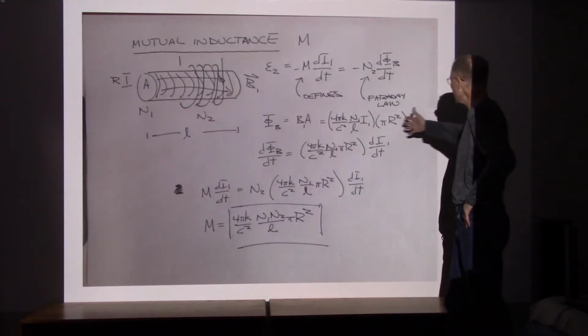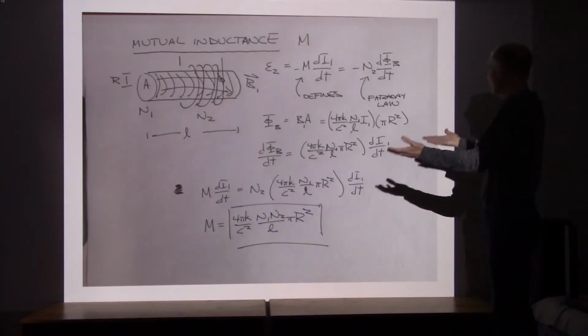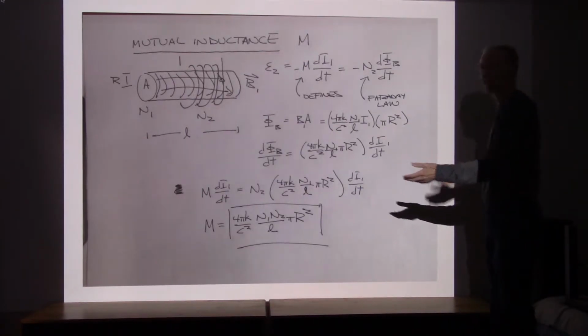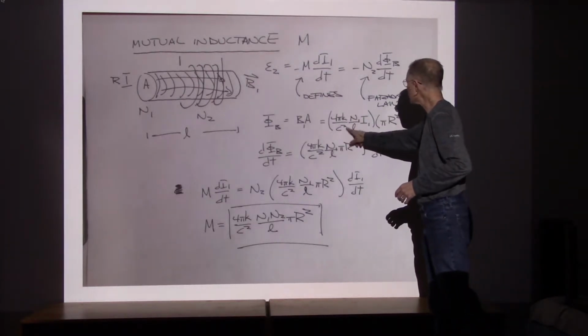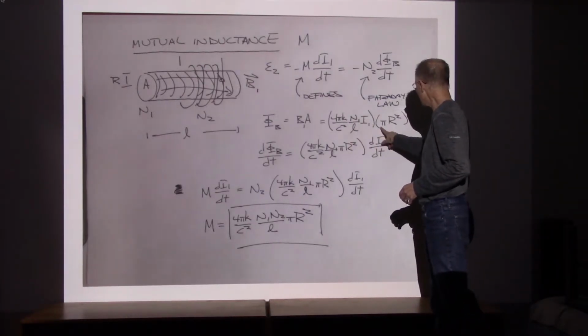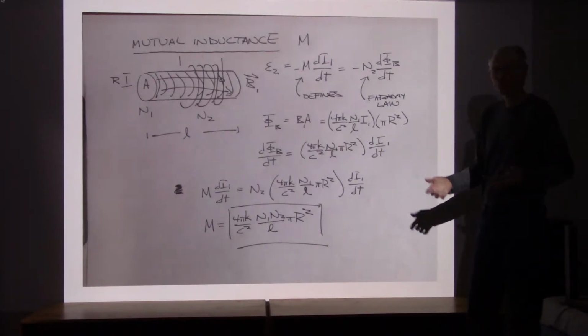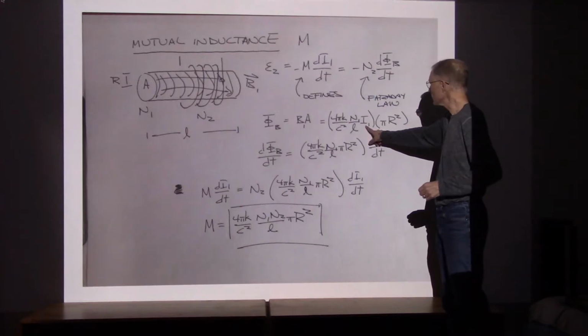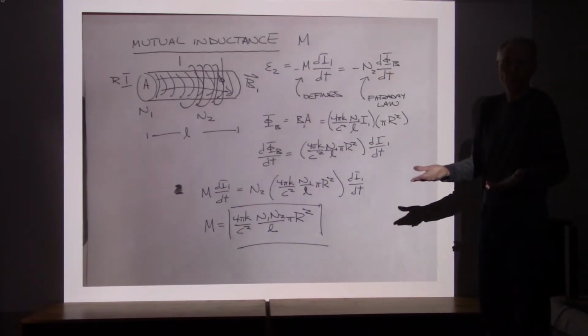So we look all the way across this formula for flux and ask, what is there that has any time dependence? It looks like a bunch of constants to me: 4 pi k over c squared, n1 over L, pi r squared, they're all constants. The only thing that possibly could be changing here is the current. So again, the idea is I've got to have the current varying.